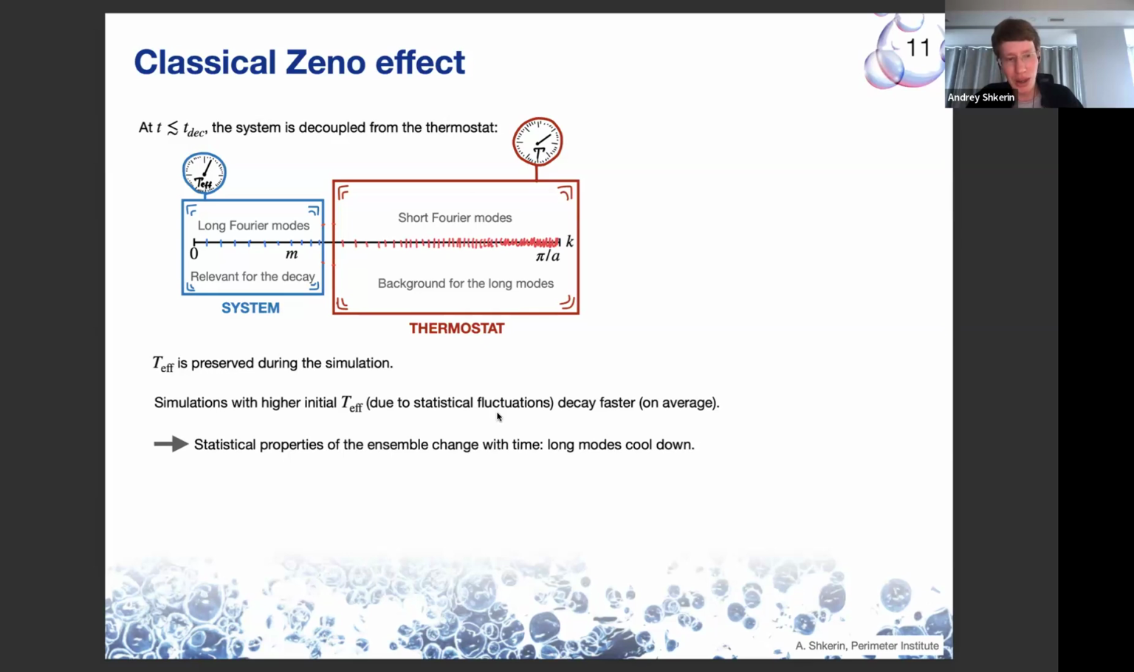But that means that when we study the ensemble of simulations that have survived by a certain time t, the statistical properties of these surviving configurations, of the remaining ensemble, change with time. So the decays introduce bias into the ensemble. And the change is that the long modes cool down. So as time goes by, in the surviving ensemble, simulations are going to have less and less temperature, less and less power stored in the long modes.